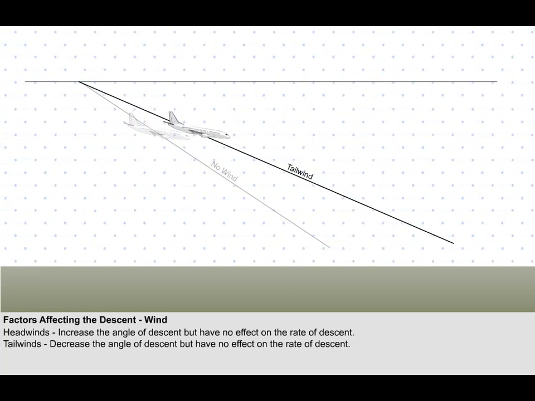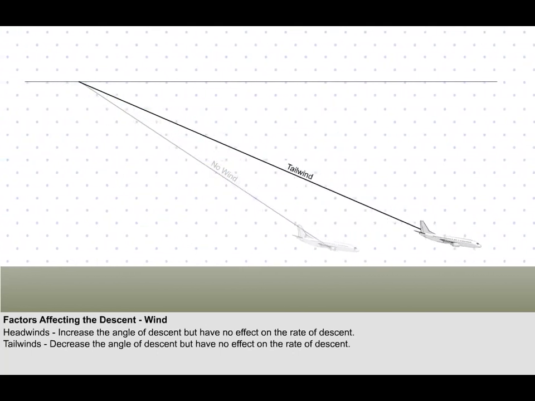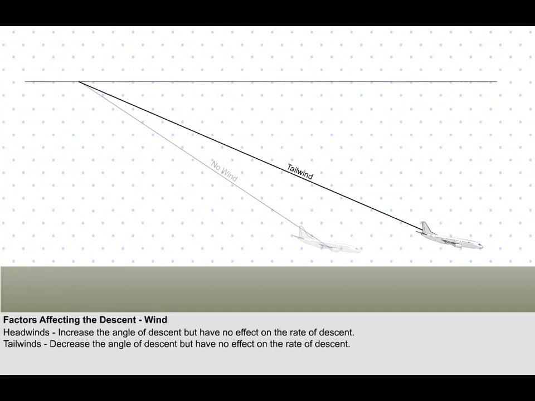Conversely, if there was a tailwind blowing, the aircraft will move forwards relative to the no-wind diagram. This flattens the glide angle and increases the descent range. However, notice that the aeroplane reaches the same descent altitude in the same time as the aeroplane flying in zero-wind conditions. This demonstrates that a tailwind which flattens the angle of descent has no effect on the rate of descent.